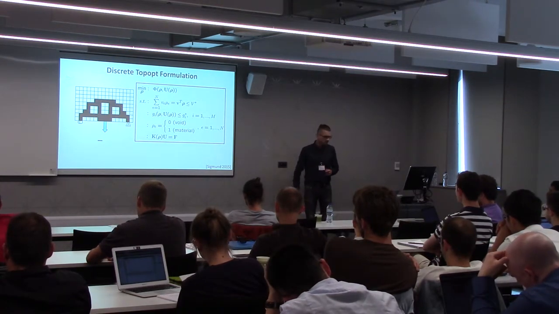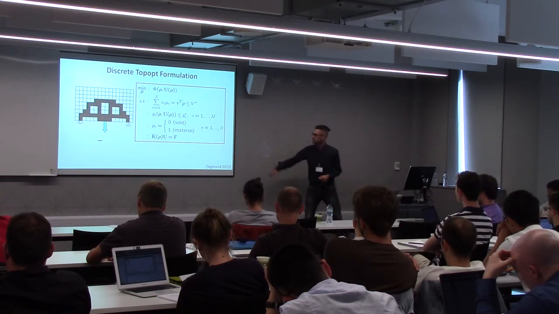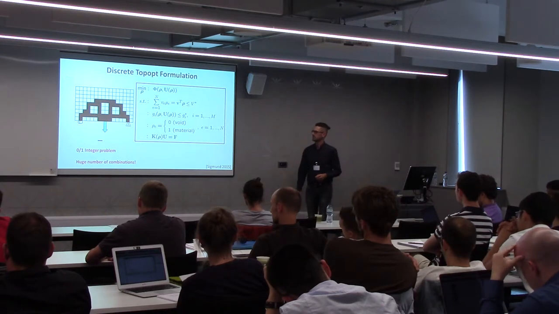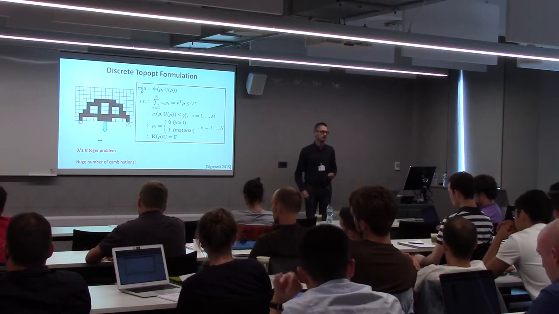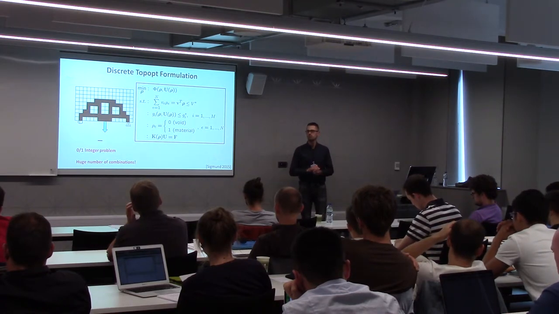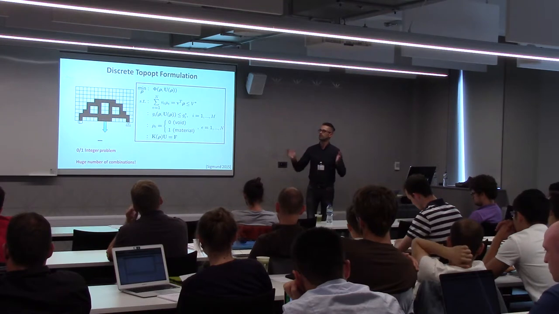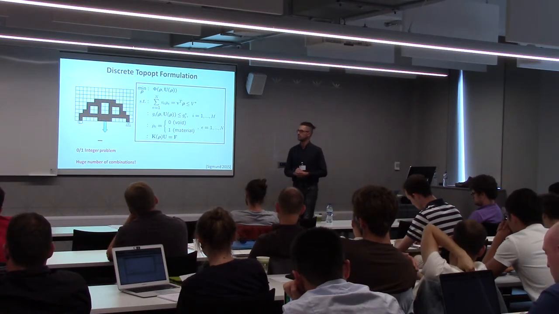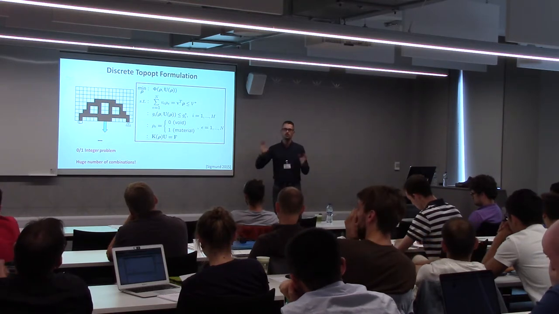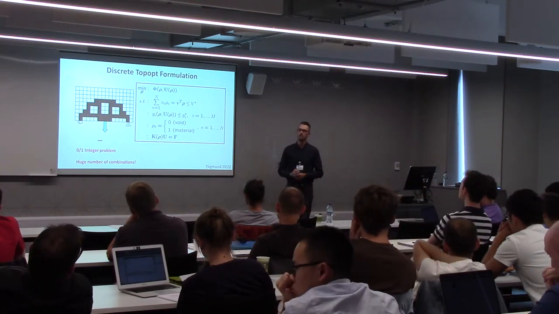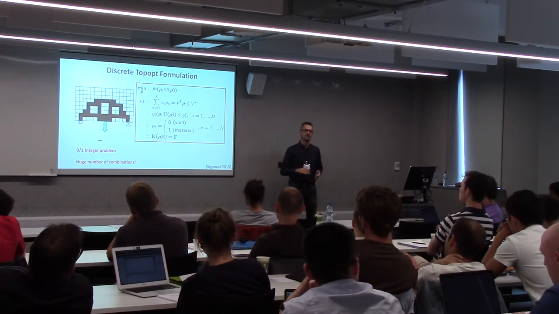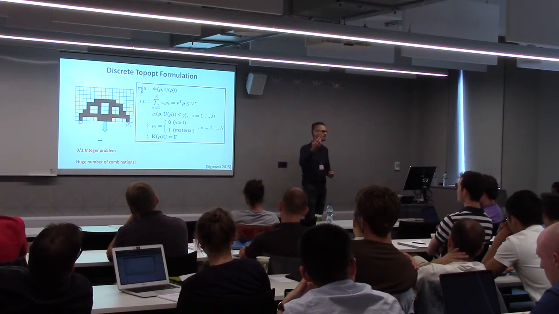Now, of course, because you have these discrete materials, in this form it's hard to solve. It's a discrete optimization problem, and although there are some techniques around for addressing discrete optimization problems, in this case we usually have a lot of degrees of freedom. If you have a larger object, you might have millions of cells, or even trillions of cells in an ideal case.